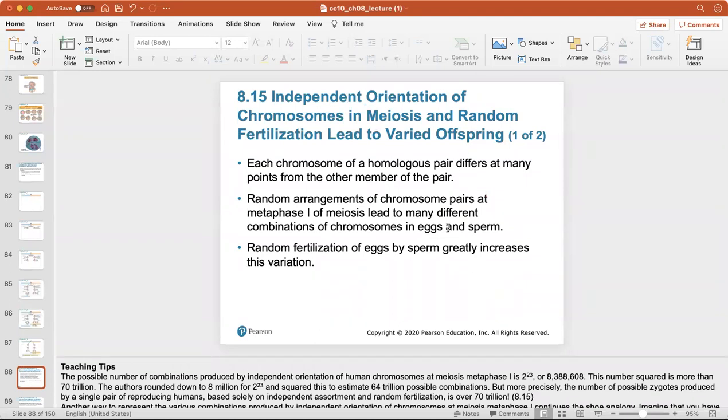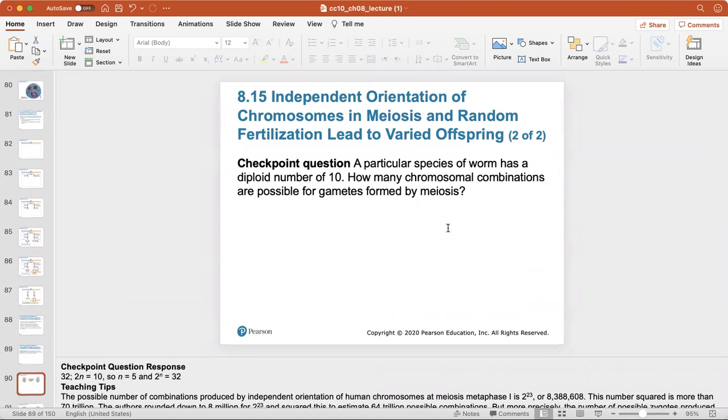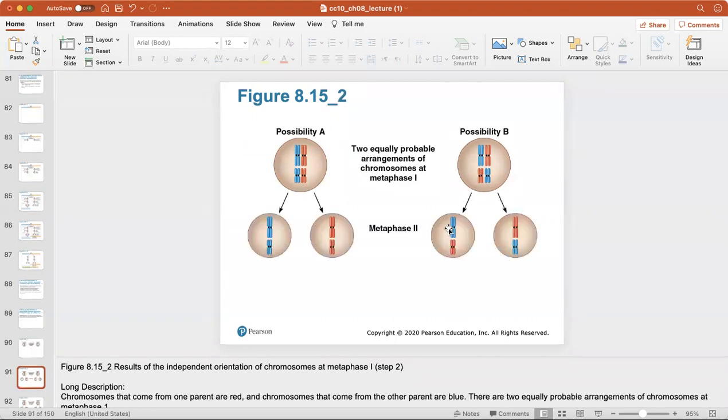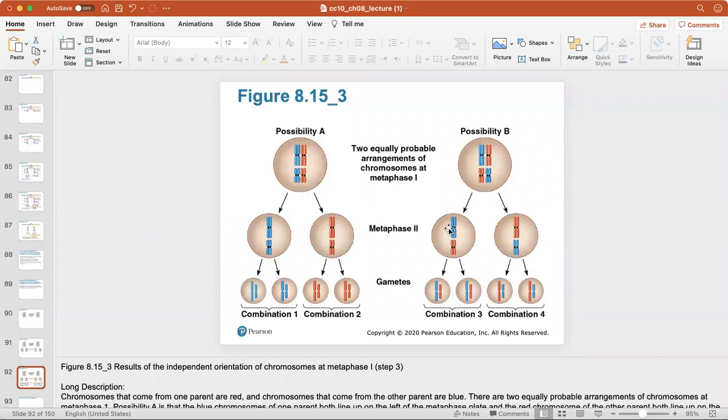Each chromosome of a homologous pair differs at many points from the other member of the pair. Random arrangements of chromosome pairs at metaphase 1 of meiosis lead to many different combinations of chromosomes in eggs and sperm, and random fertilization of eggs by sperm greatly increases this variation. So here's a look at the results of the independent orientation of chromosomes at metaphase 1, at metaphase 2, and then the end results.